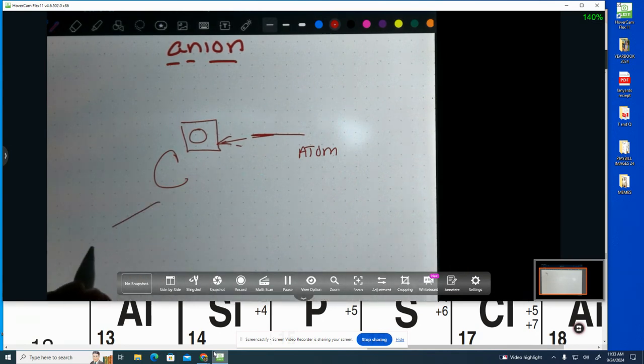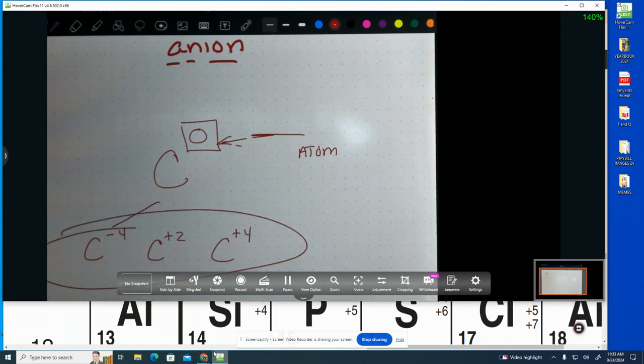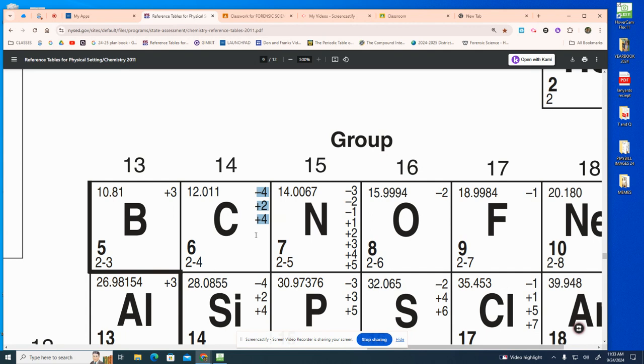But carbon can also make carbon minus 4, carbon plus 2, and carbon plus 4. So it can make both an anion, which is negative, and 2 different cations. This list is giving us all the possible charges that the carbon can make. So when we go back over to this little chart here, it says, is it a cation or an anion? We're going to write both, because it can make both cations and anions depending on who it encounters. I'm just going to write both here.